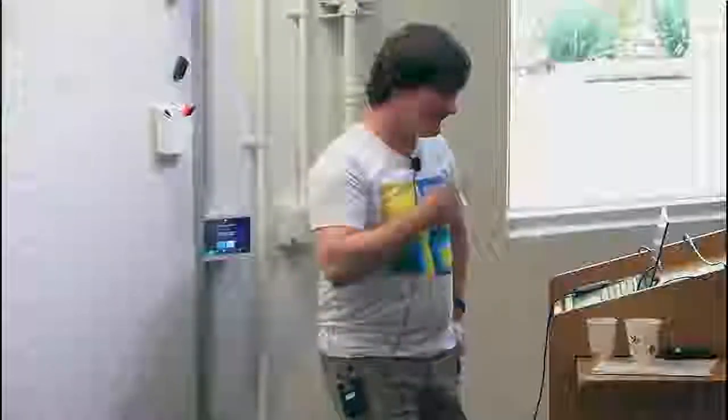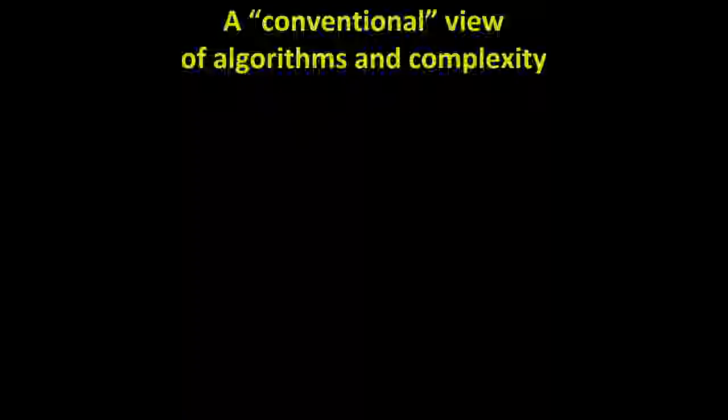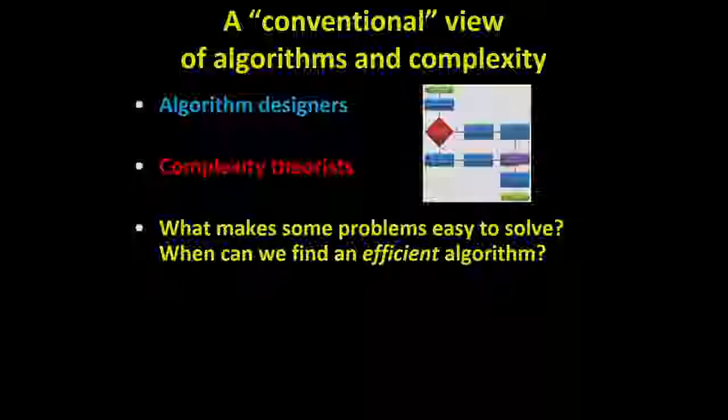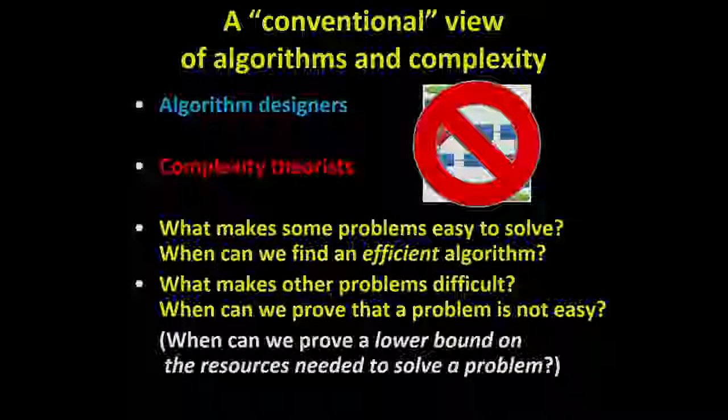Okay. So I'd like to start with a conventional view of algorithms and complexity, as I have seen it and was taught. I was taught there are two kinds of people. There are algorithm designers, and there are complexity theorists. The algorithm designers ask positive things: what makes some problems easy to solve, when can I find an efficient algorithm? And the complexity theorists ask negative things: what makes other problems difficult? When can we prove the problem isn't easy? When can we prove a lower bound, the resources needed to solve a problem?